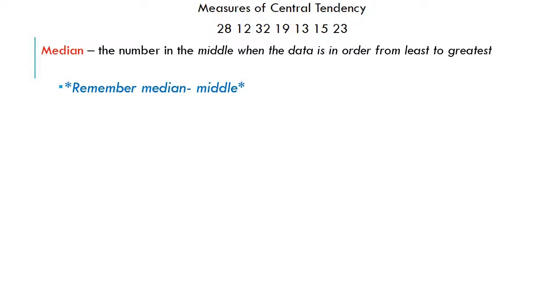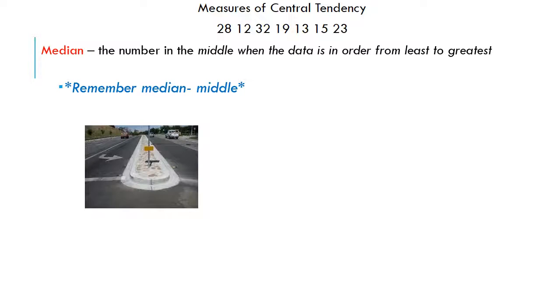Median is the middle. Another way you can remember this is think about a street. When each street is going in different directions, most streets will have something in the middle. Sometimes it's concrete, sometimes it's grass with trees, but that is the median in a road, and that's also in the middle of the road. So that's one way you can remember that the median is the number in the middle when it's ordered from least to greatest.